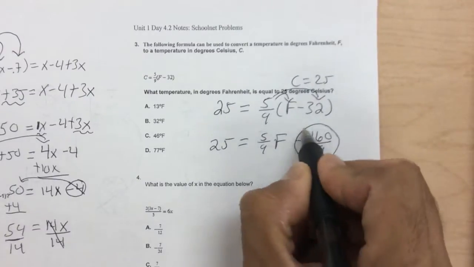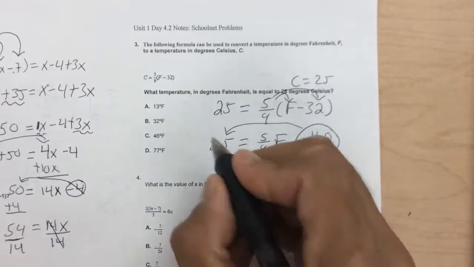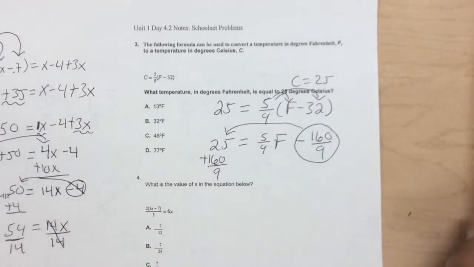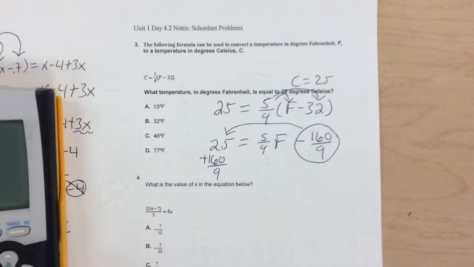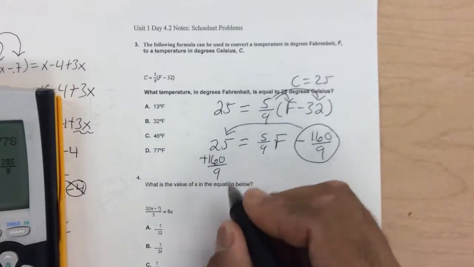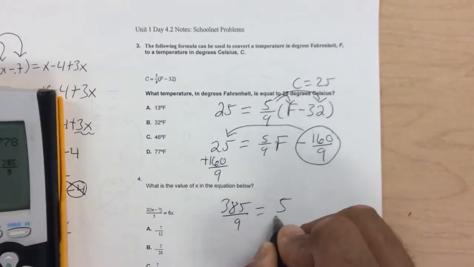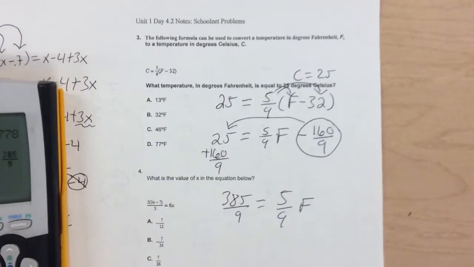So I'm going to jailbreak this number over to the other side, and that becomes a plus 160 divided by 9. Okay? So with that being said, I'm going to do 25 plus, and make sure you put in the fraction correctly, 160 divided by 9, and make sure you convert that into a fraction, and you're left with 385 divided by 9 equals 5/9 F.